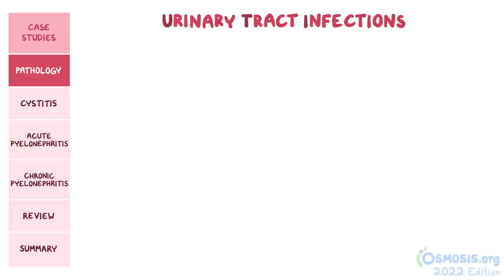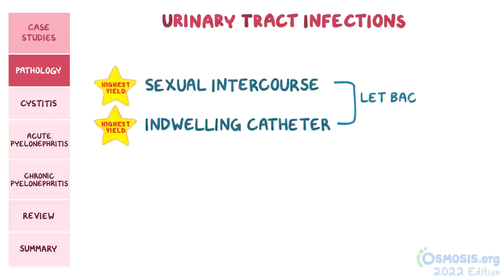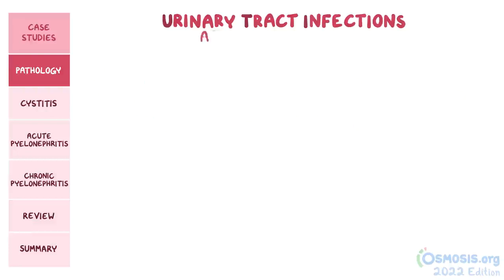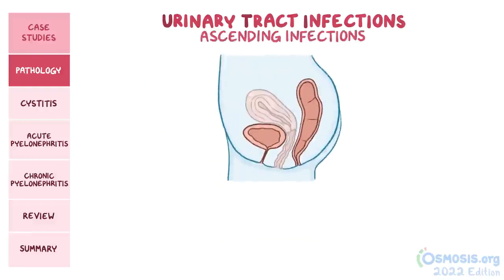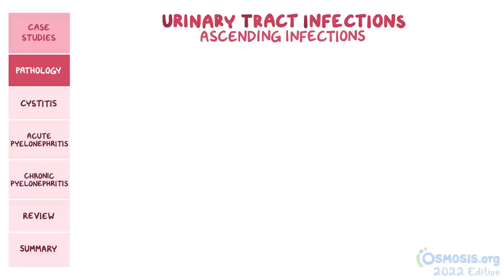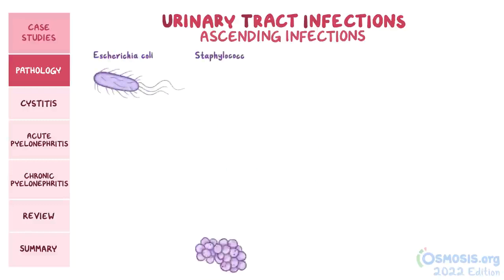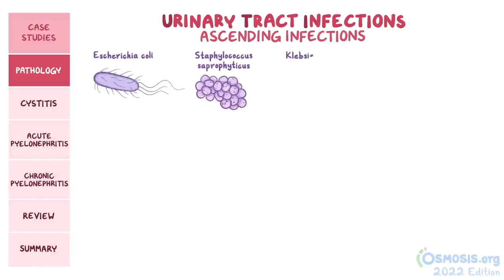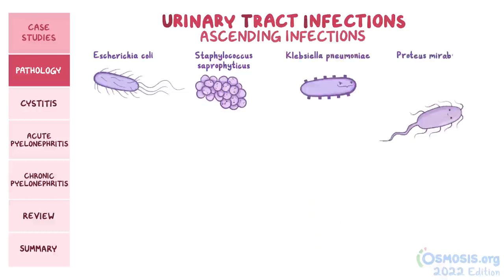For your exams, remember that other factors like sexual intercourse or an indwelling catheter can also let bacteria into the urinary tract. So remember, in ascending infections, bacteria moves from the rectal area to the urethra, and then migrate up the urethra and into the bladder. In most cases, ascending infections are caused by Escherichia coli, but other bacteria like Staphylococcus saprophyticus, Klebsiella pneumoniae, or Proteus mirabilis can also cause ascending infections.